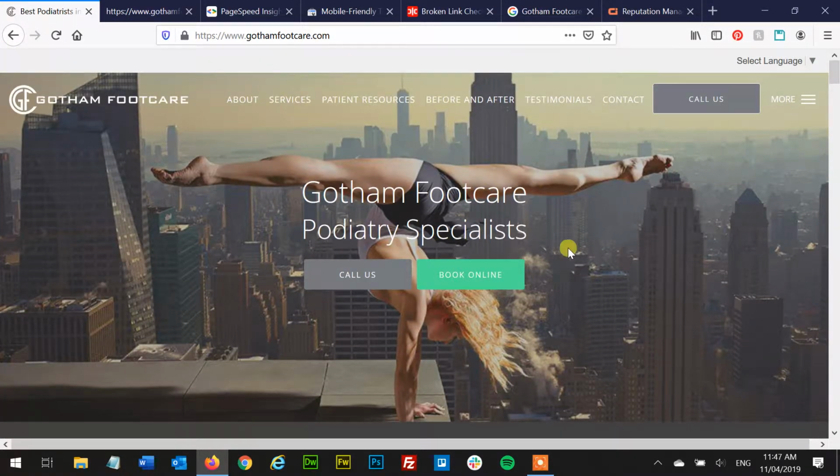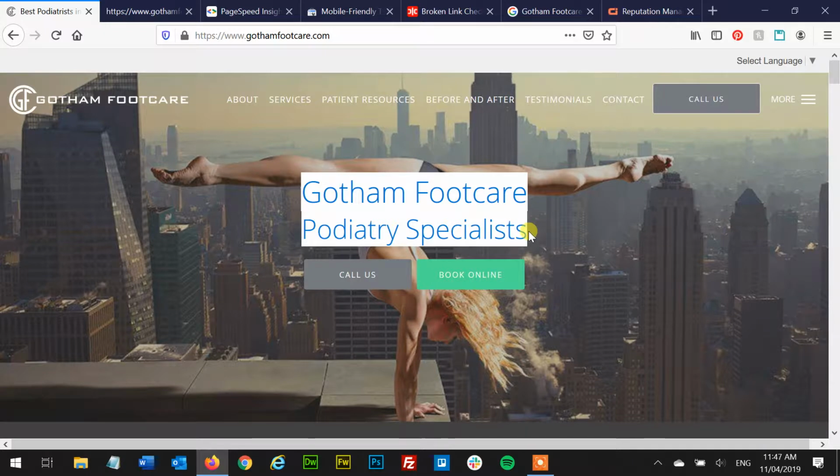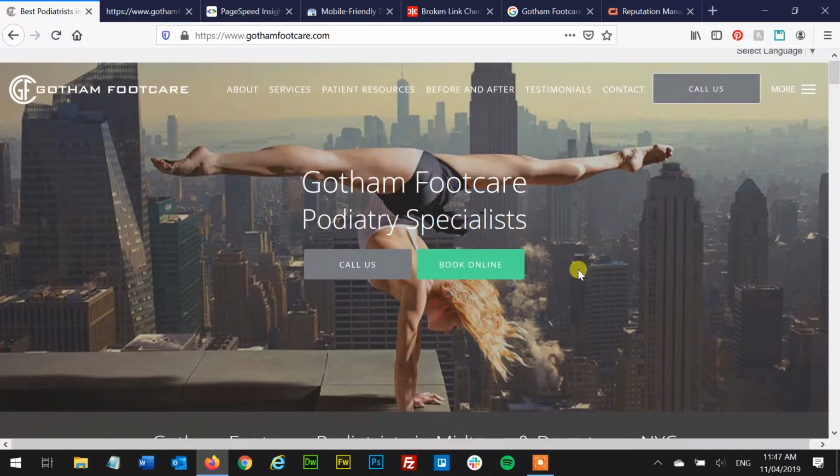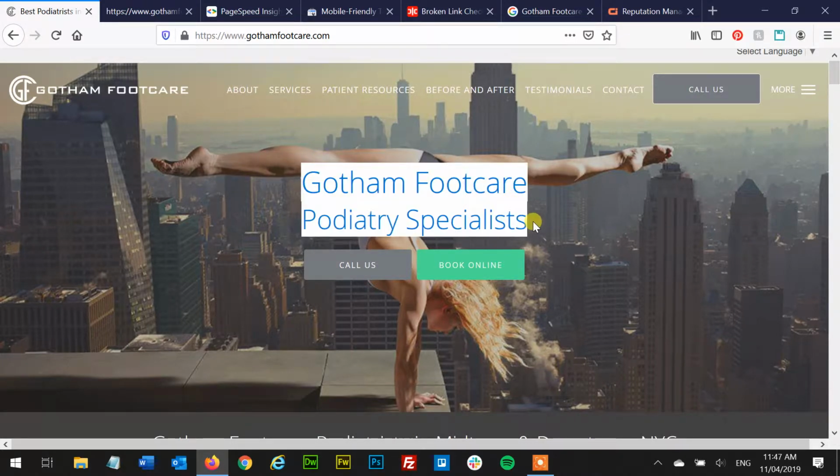So tint this background image, increase the size of this font a bit, and then bolden it so they see this. Bam! It's very clear. Gotham Foot Care Podiatry Specialist. Okay, I got it. That's what these people do. This is very important, because when people hit sites, they're dazed while browsing the web. They're not really there. So you have to be really clear with your message, and that means big text and no competition from other parts of your page, because this image is competing with this text, and this text is more important than this image actually.